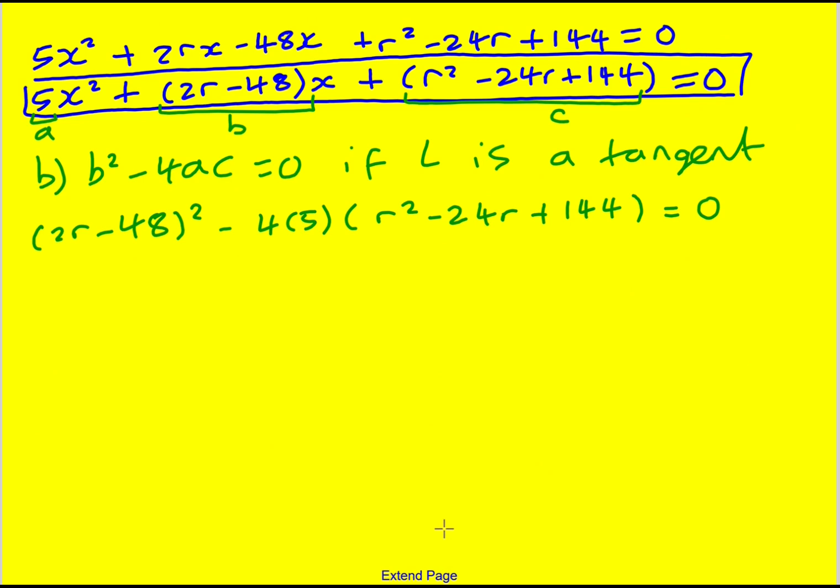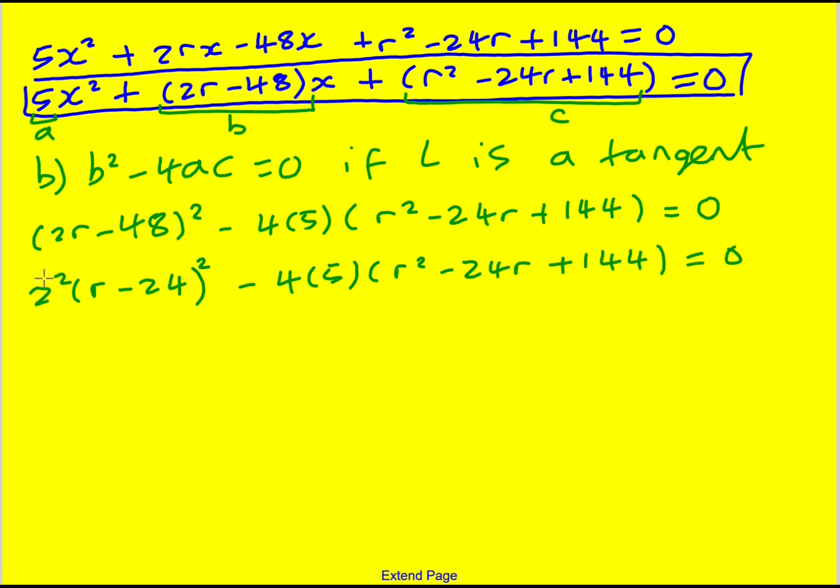There are different ways of cancelling this down. A nice way, if you're trying to do this non-calculator, is that you could factorize out the 2 from inside here, and you could square them both. That is exactly the same thing, because if you bring it inside the bracket, then you just get rid of the squared. The reason I do that is that then I can just cancel these out. So then I've got r squared minus 48r plus 24 times 24.